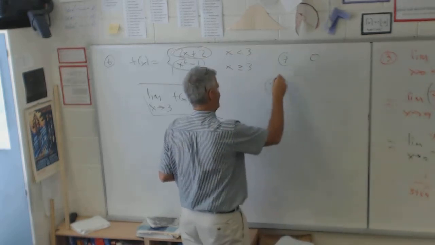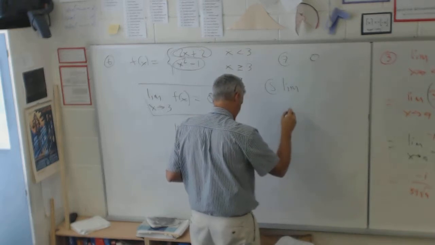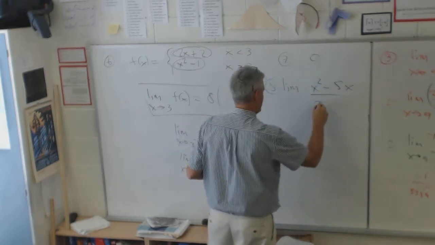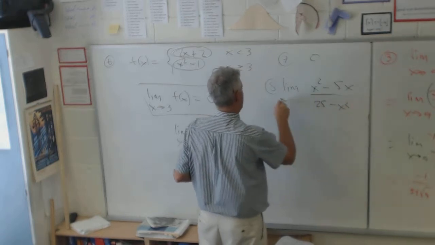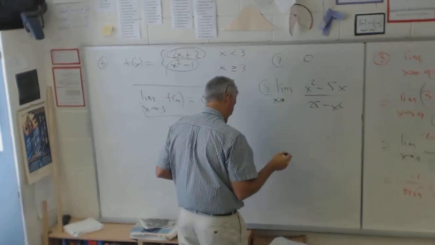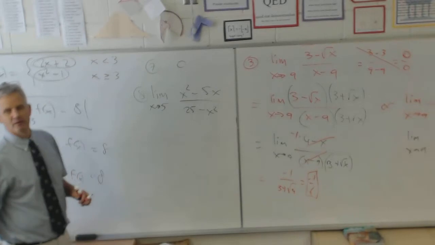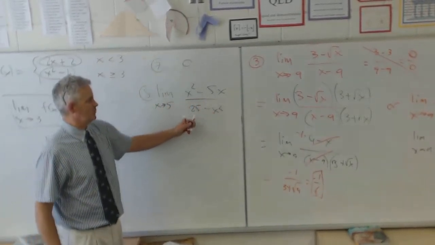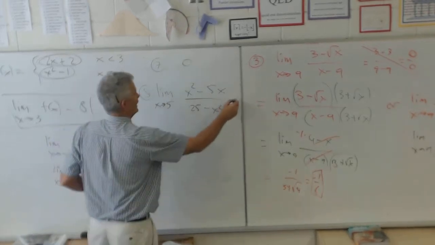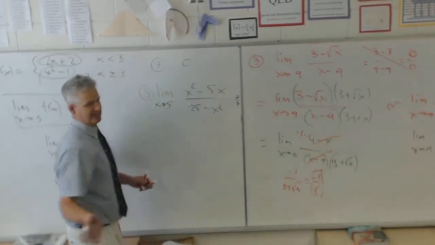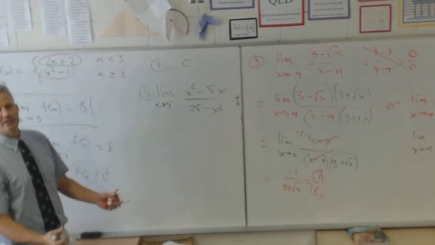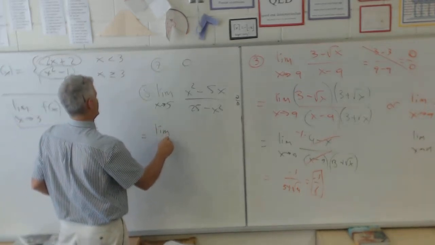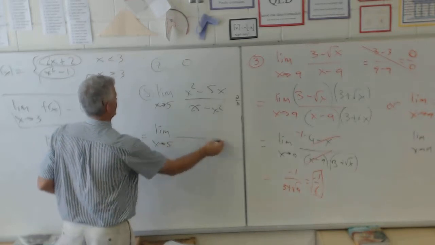Number 8. One more done here. We have x squared minus 5x over 25 minus x squared, and we're approaching 5. The first thought is plug it in. You get 25 minus 25 is 0, 25 minus 25 is 0. Whenever you get 0 over 0, the answer could be anything. So we need to do some algebraic manipulation. I'll show you another way later in the year that you really like once you know some calculus.